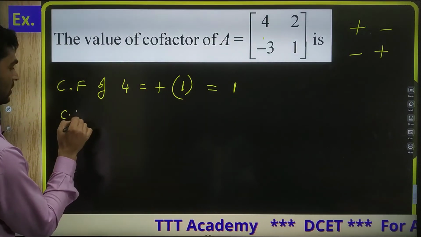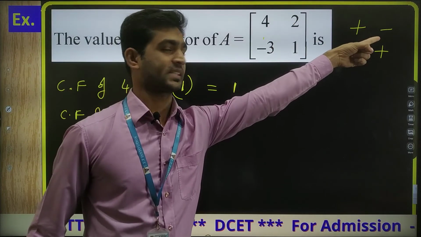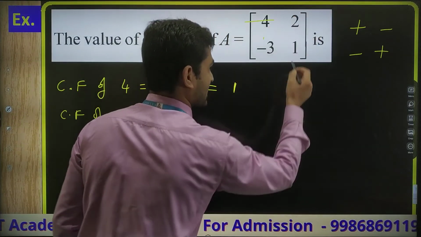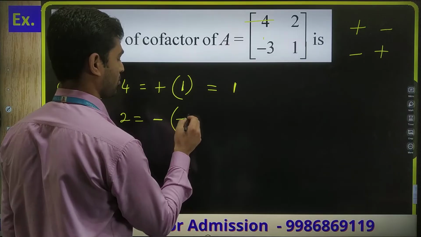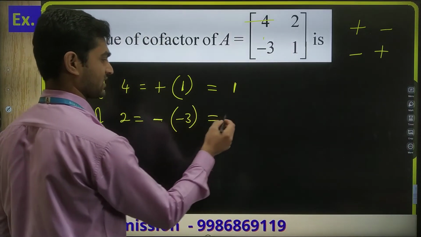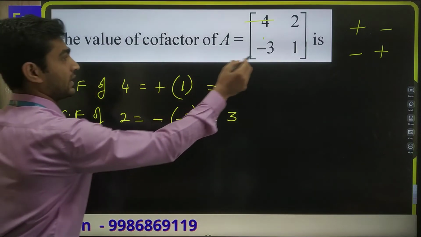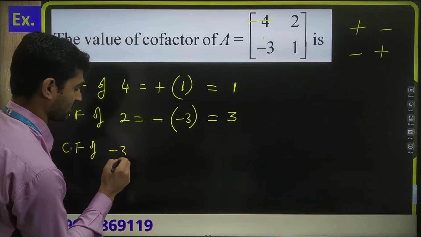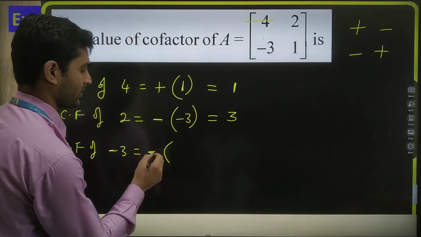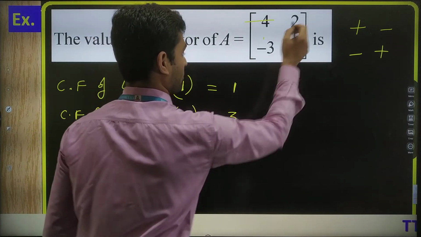Similarly, if you come to the second one, cofactor of 2. Where is 2? See, observe here. In that position, what is the sign? Our positional sign is minus. If you cancel first row, second column, then the value is minus 3. So minus into minus, plus 3. Next, cofactor of the next element, that is minus 3. For this element, the position sign is minus. So again consider minus here. Then if you cancel second row, first column, what remains is 2.